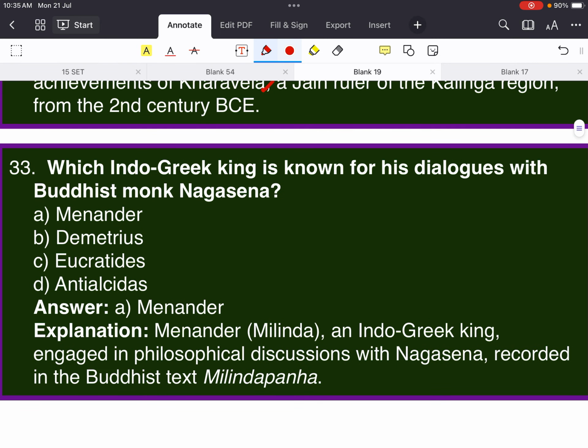Question number 33. Which Indo-Greek king is known for his dialogue with Buddhist monk Nagasena? That is option A, Menander. Menander or Milinda, an Indo-Greek king, engaged in a philosophical discussion with Nagasena, recorded in the Buddhist text Milinda Panha. Okay, remember this.